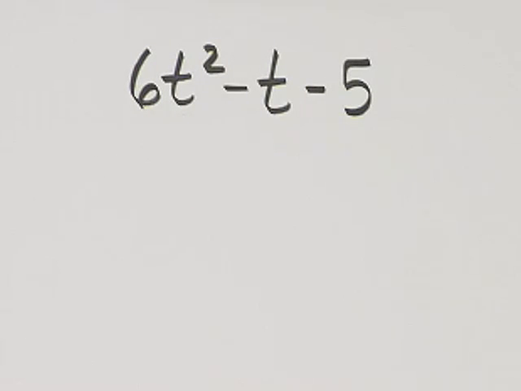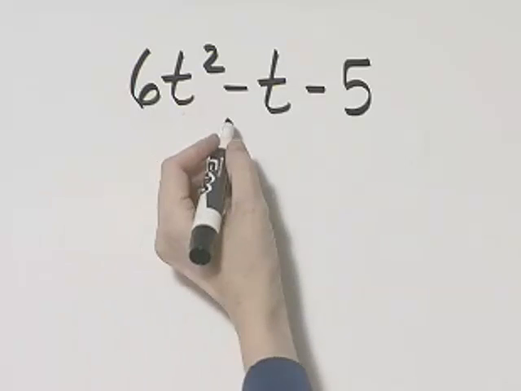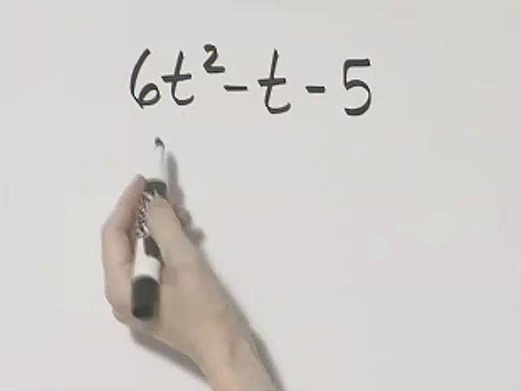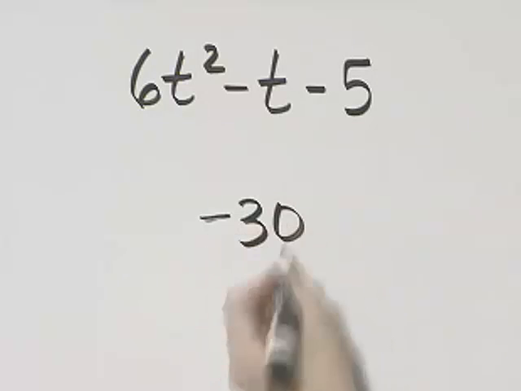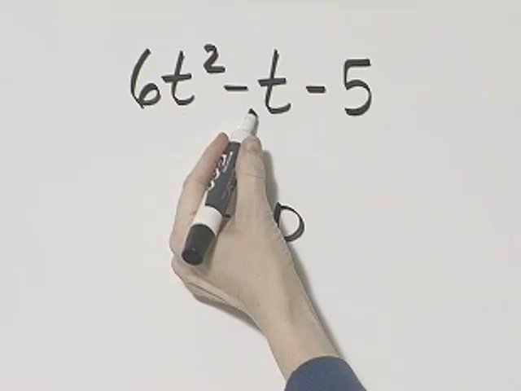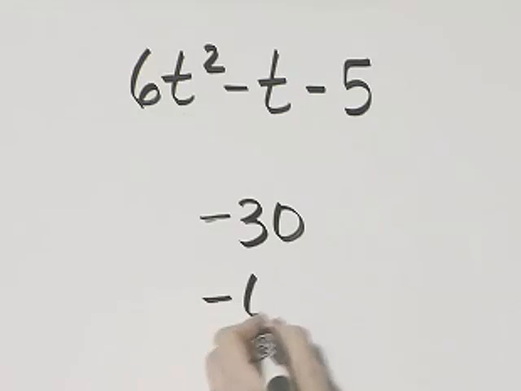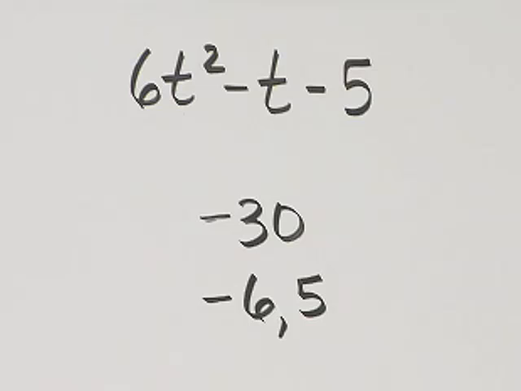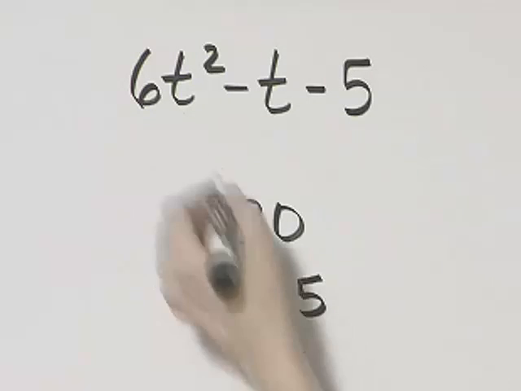Let's now factor by grouping or the AC method. No common factor. I'm looking for two numbers whose product is 6 times -5, whose product is -30, and whose sum is -1, this coefficient. Product -30, sum -1, that would be -6 and 5. Correct product, correct sum. So remember what you do.